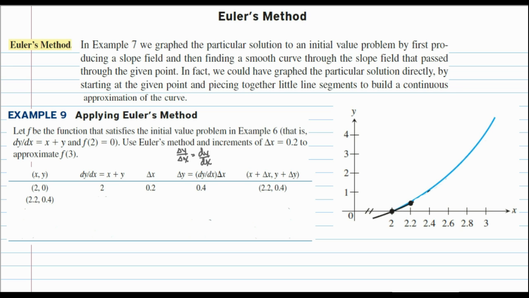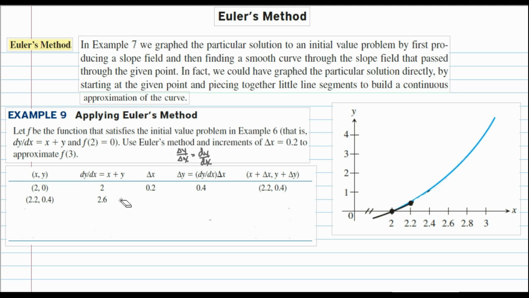Now dy/dx at 2.2 comma 0.4 is 2.6, so 2.2 plus 0.4: add the x and y coordinates together. Our change in x is still 0.2 because that was given in the original problem. The change in y is dy/dx times delta x, so 0.2 times 2.6, which is 0.52. Now if we take our x coordinate and add 0.2, and our y coordinate and add 0.52, our new point is 2.4 comma 0.92.